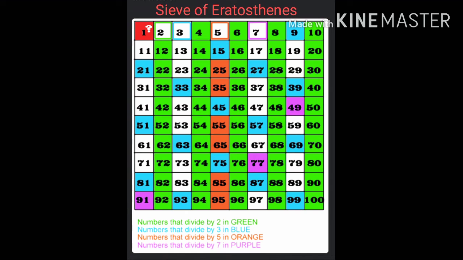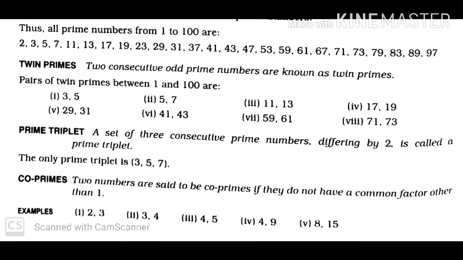Then see that all the numbers that are divisible by 2 are marked in green, all the numbers divisible by 3 are marked in blue, all the numbers divisible by 5 are marked in orange, and all the numbers divisible by 7 are marked in purple. So the numbers which are in white are the prime numbers between 1 and 100. Is it clear to everyone? Thus, all the prime numbers from 1 to 100 are given below. They start from 2 and end at 97, and we have a total of 25 prime numbers between 1 and 100.